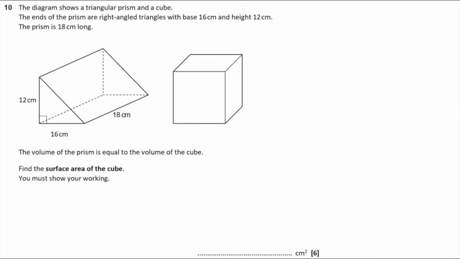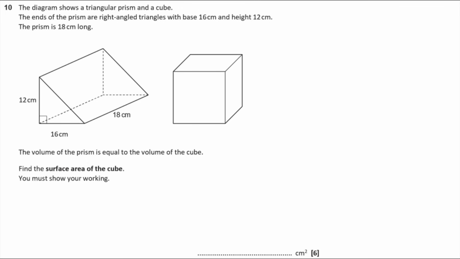Diagram shows a triangular prism and a cube. The ends of the prism are right angled triangles with base 6 centimeters and height 12 centimeters. The prism is 18 centimeters long. The volume of the prism is equal to the volume of the cube. Find the surface area of the cube. You must show your working.